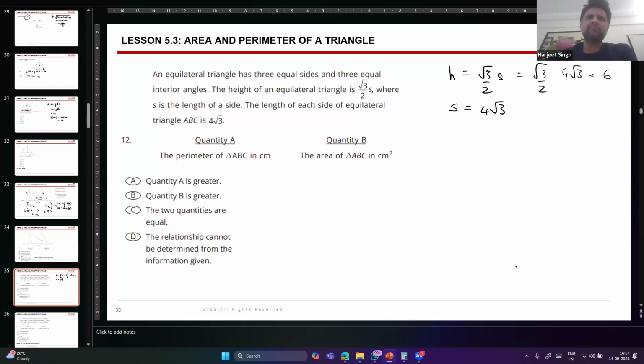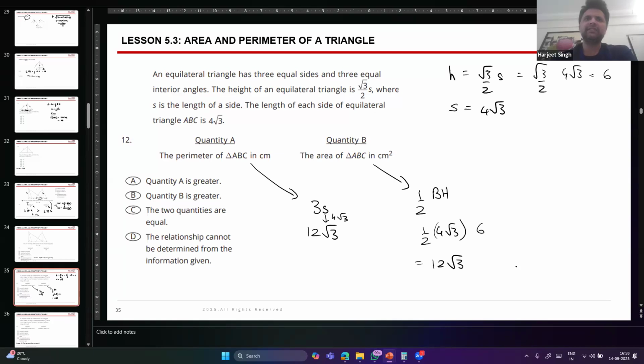So now we asked the perimeter of ABC. So that is 3 into s, which I can write as 12 root 3, because s is 4 root 3. And what is the area of triangle ABC? Half base into height. And the base is the side here. So half into 4 root 3 into height, which is 6. So this is also equal to 12 root 3. So the answer is equal quantities. Both quantities are equal.